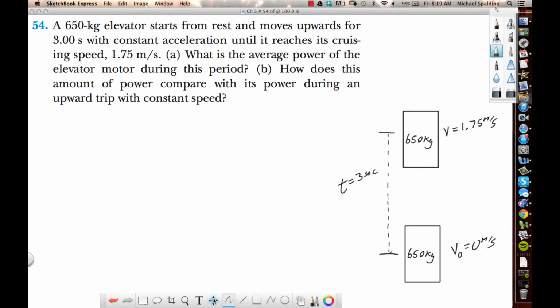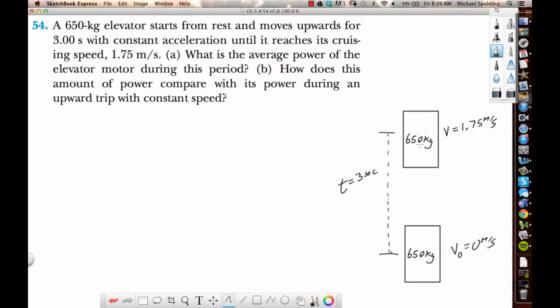All right, guys. So we have an elevator, 650 kilogram elevator, starts from rest down here and moves upward for 3 seconds with constant acceleration until it reaches a cruising speed of 1.75. All right, what's the average power for the elevator motor during this period?